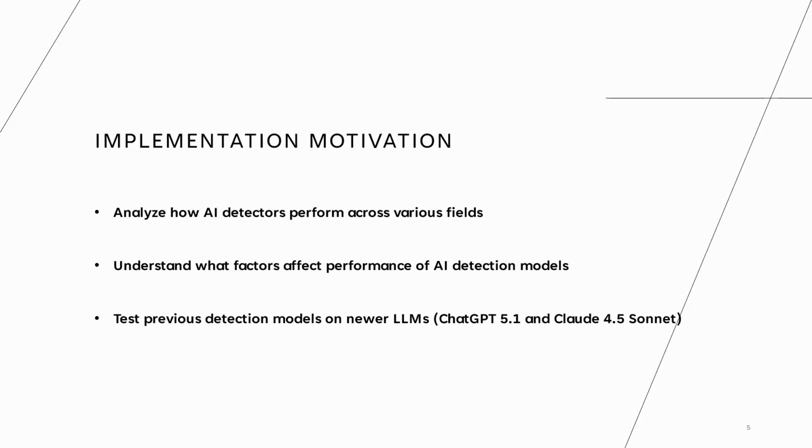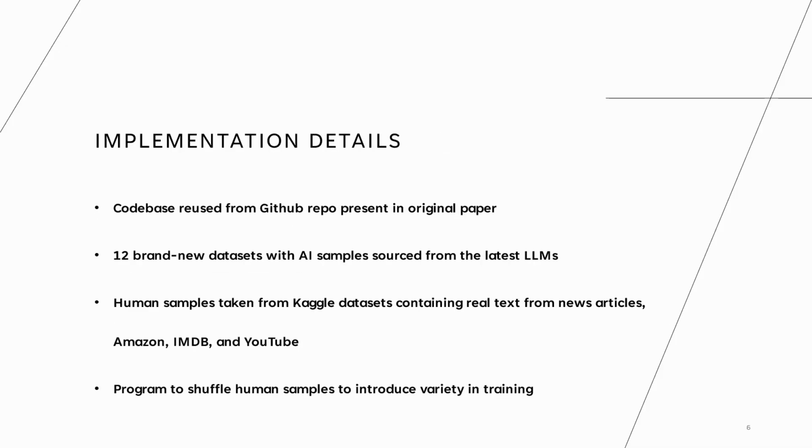For my implementation, my goal is to analyze how AI detectors perform across different fields and identify the key factors that influence their accuracy. For example, comparing AI detectors on short form versus long form content and informal versus formal content. I also want to evaluate how older detectors hold up when tested on newer LLMs, in this case ChatGPT 5.1 and Claude 4.5 Sonnet.